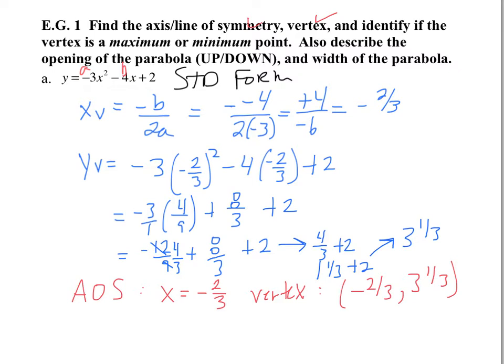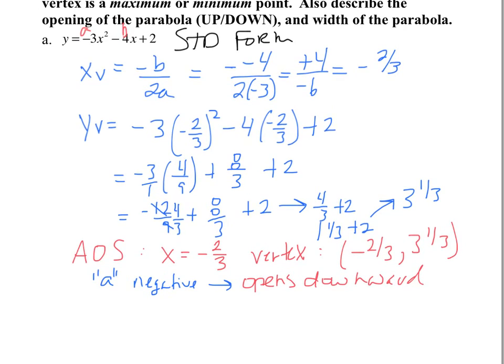We need to identify if the vertex is a maximum or minimum. So that means we have to look at the a value. The a value is negative. So the parabola opens downward, which means the vertex is at the top, making it the maximum value.